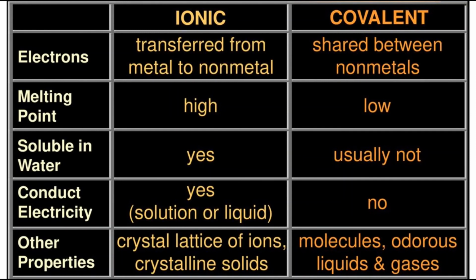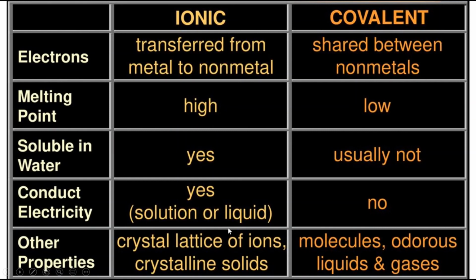Now this one is also very important, students. These are the properties that we are comparing for ionic versus covalent bonds. We know that whenever electrons are transferred from a metal to a non-metal, it's called ionic. On the other hand, if the electrons are shared between non-metals, we call it a covalent bond. The melting point is always higher for ionic compounds compared to covalent compounds. And ionic compounds are soluble in water, whereas covalent compounds usually are not.